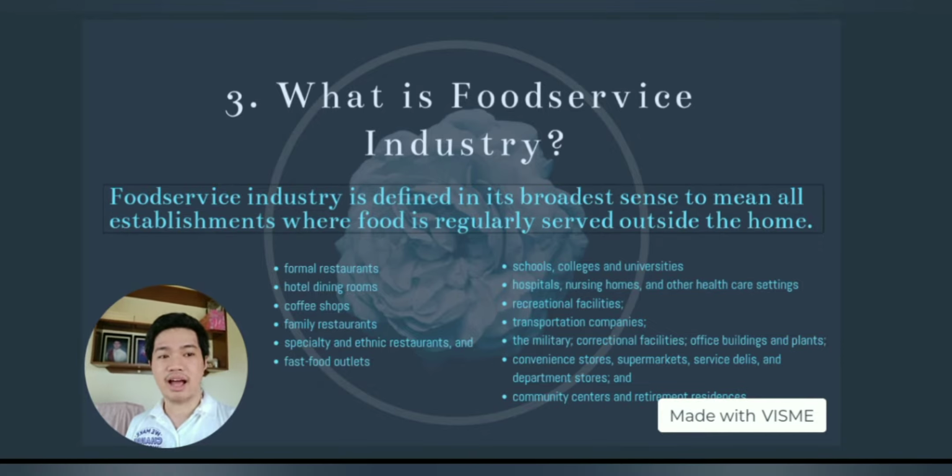Then hospitals and nursing homes have their own food service. We also have recreational facilities like Enchanted Kingdom, and transportation companies in terminals, piers, airports, and bus terminals. There are also those in the military, correctional facilities, convenience stores, supermarkets, and department stores.